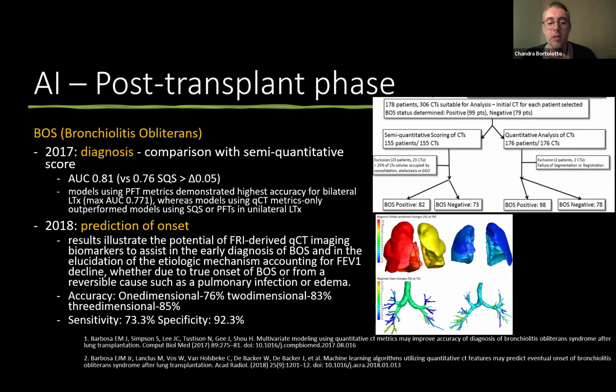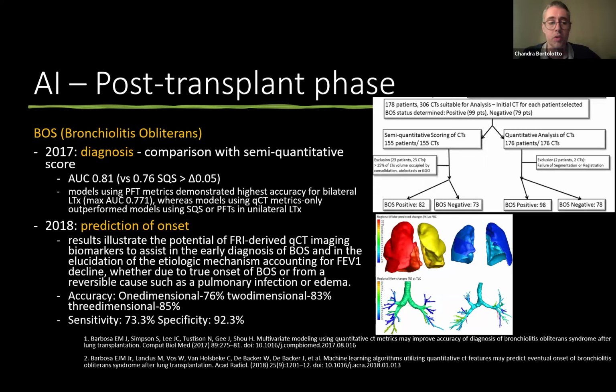In 2017, this group led by Barbosa published a paper about the diagnosis made by AI of bronchiolitis obliterans. They get an AUC of 0.81, but actually the old radiologist, the SQS, the semi-quantitative scoring made by the radiologist, gets an AUC of 0.76. So actually the delta is 0.05. We should really take into the arena AI to improve 0.05 over the radiologist.